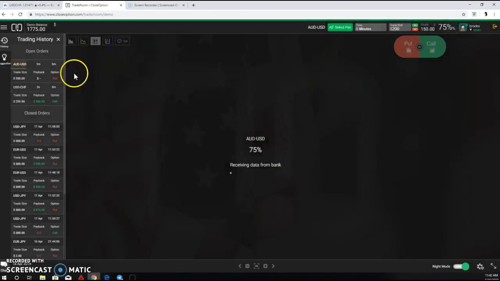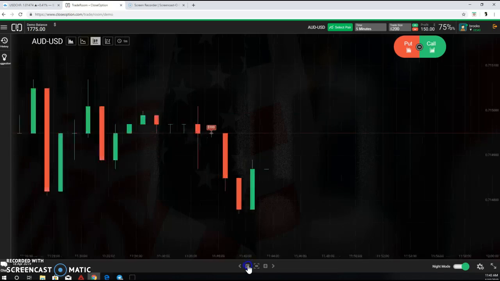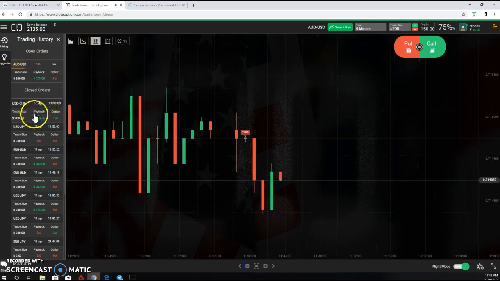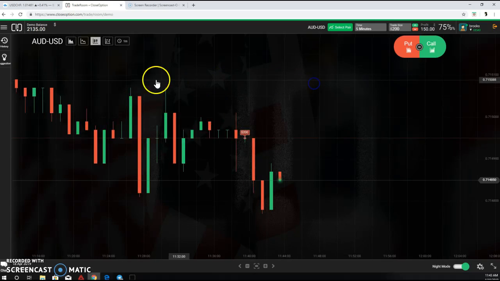AUD US dollar. That one's in profit too right now. Whoops, that one just clicked off. Okay. So $160 profit on that one, $150 profit on this one, as long as it stays down. I'll try to catch this one as it closes.